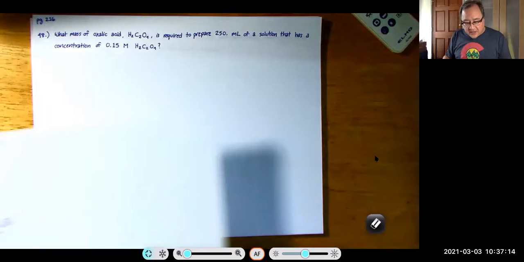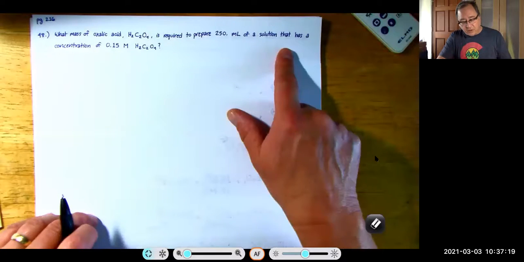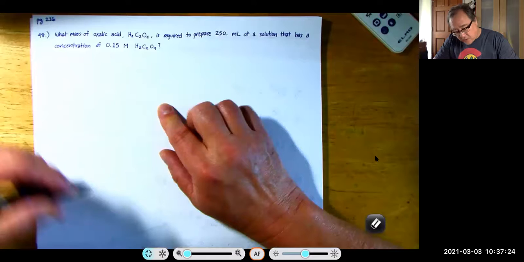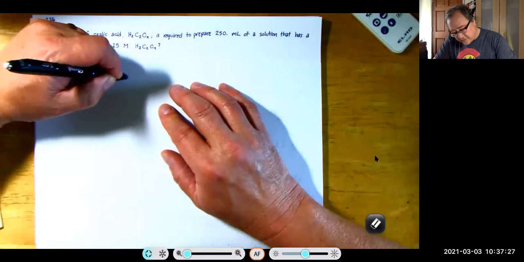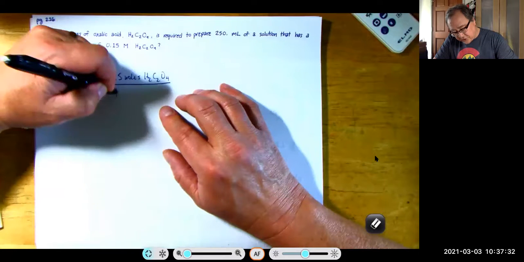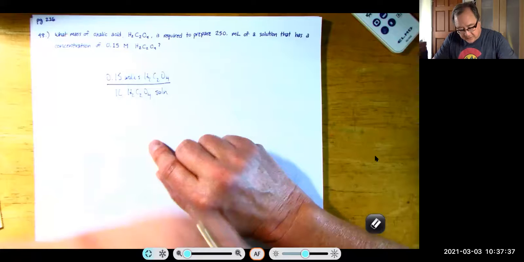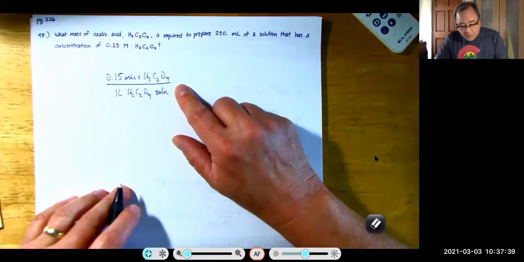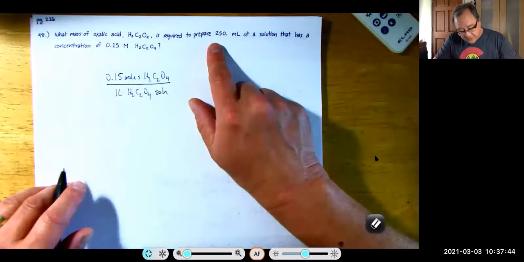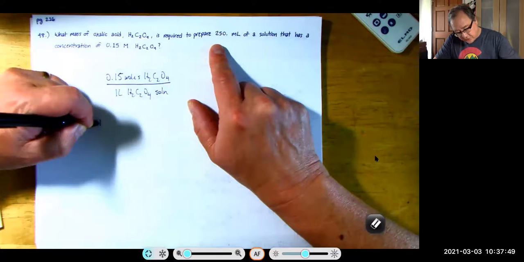Okay, what mass of oxalic acid is required to prepare 250 milliliters of solution that has a concentration of 0.15 molar H2C2O4? So that is 0.15 moles of H2C2O4 per 1 liter of H2C2O4 solution. So here I've written it the normal way of writing molarity instead of writing it being equal. We want to prepare 250 milliliters of H2C2O4 solution.